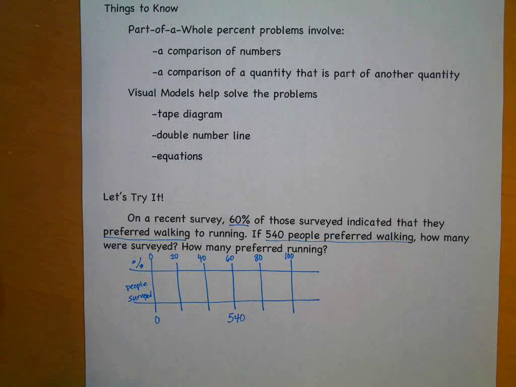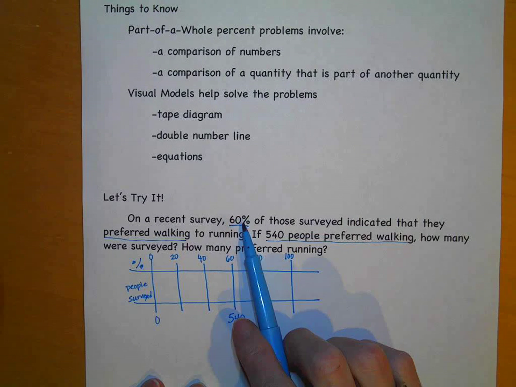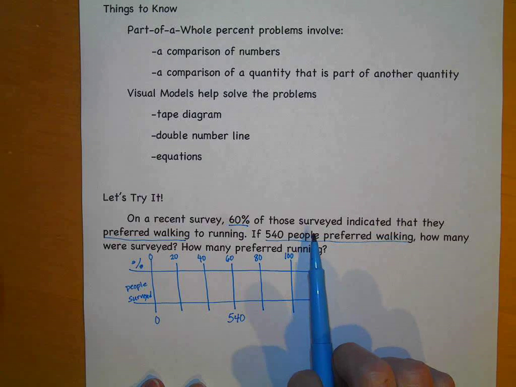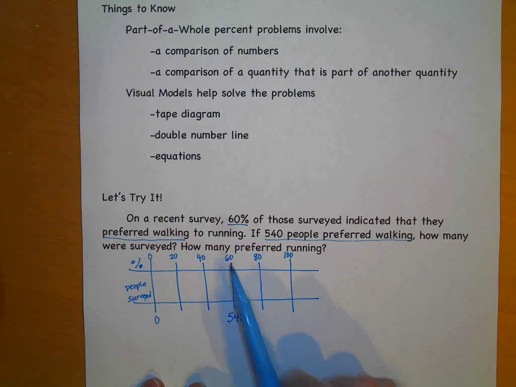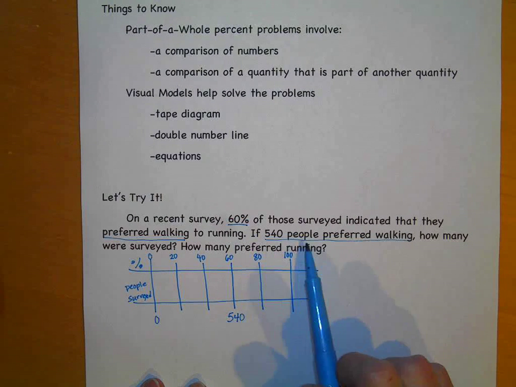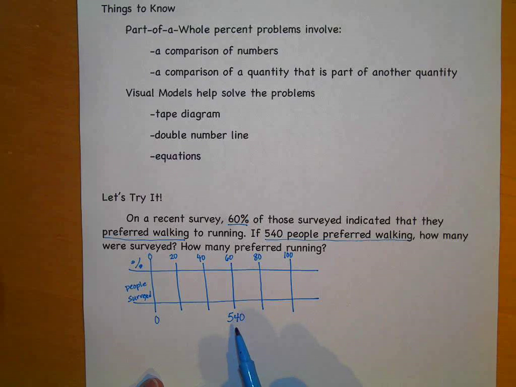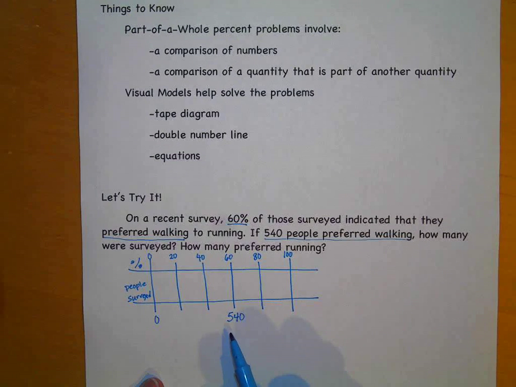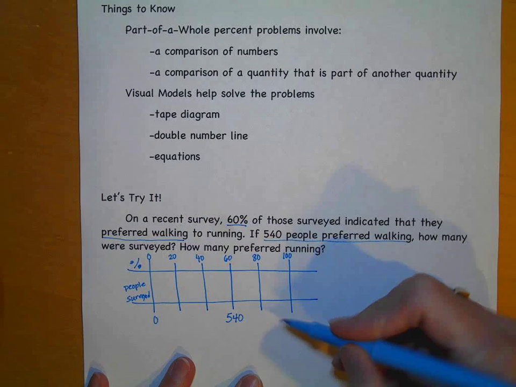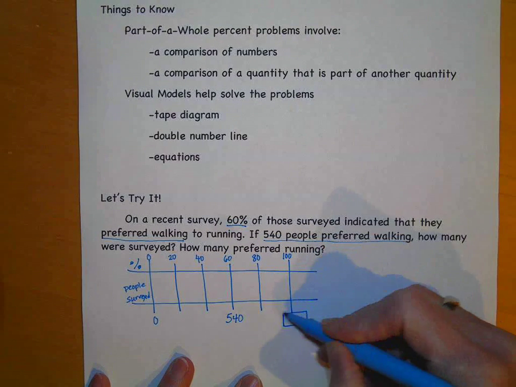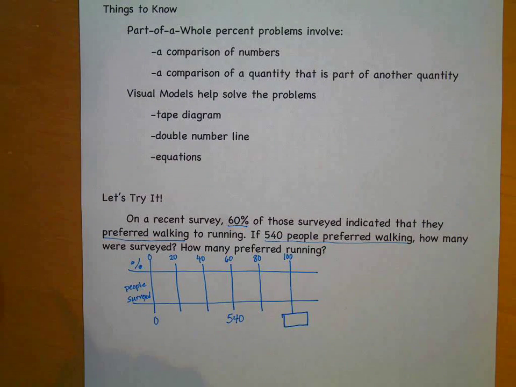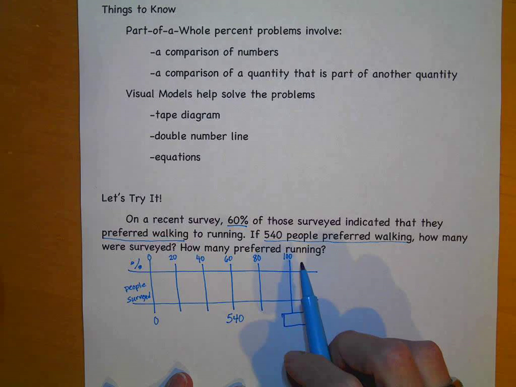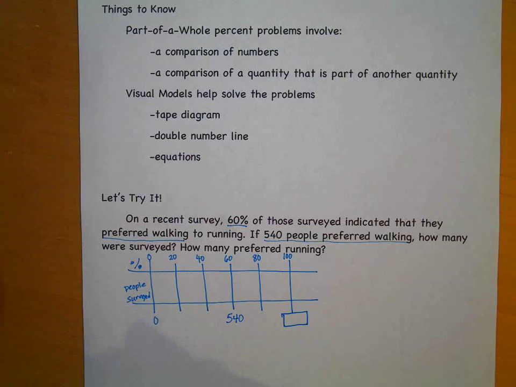Oh, this is starting, it would help if you could see. Oh, this is starting to come together. So we know that 60% of the surveyed people preferred walking. So here's 60%. 540 people preferred walking, so they gave us the number of people. So we know that 60% is 540. So what they want us to figure out is what is 100%. Okay? And then they also want us to figure out what is the percent of running.